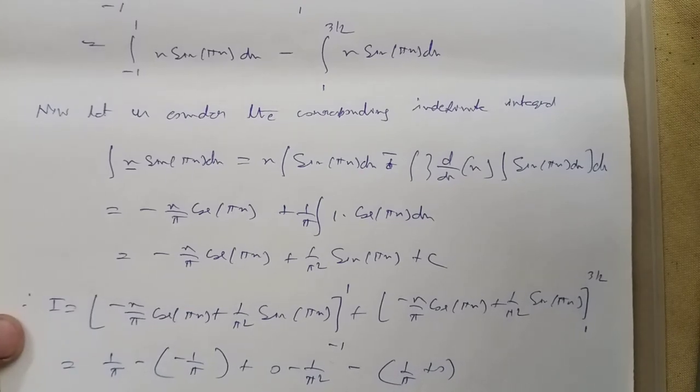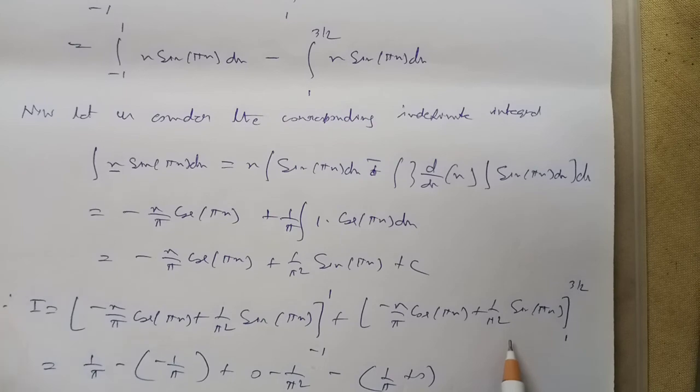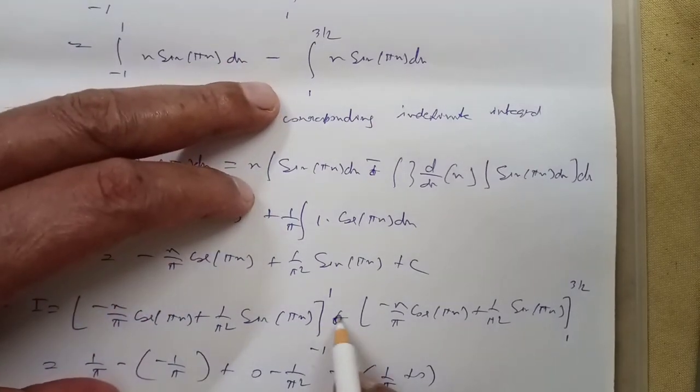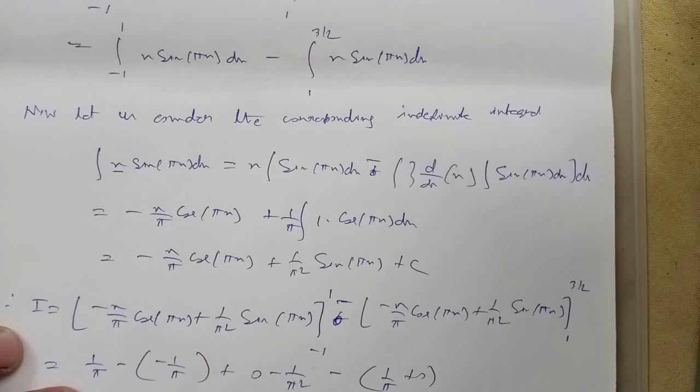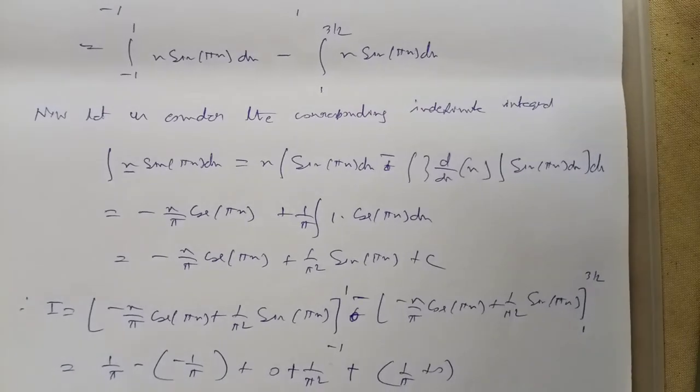I have made some mistake here. Cos of 3 pi by 2 is 0. Sin 3 pi by 2 is minus 1. So minus 1 by pi square. Look, this is minus, this is minus. So this becomes plus 1 by pi square, and this becomes plus 1 by pi. Okay.